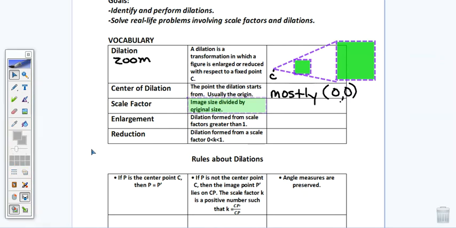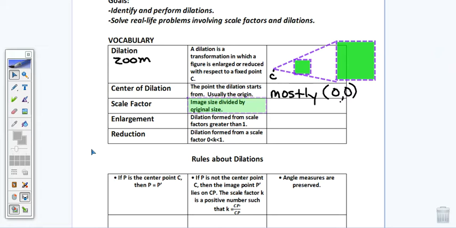So here's the deal. Let's say one side of my shape is 2 units long, and the corresponding side is 12 units long. This is the image, this is the original. I turned this into this. So the image length is 12 units long, and the side that corresponds to it is 2 units long. What's the scale factor? 6. You take the image length, which is 12, the new one, divided by the original, which is 2.